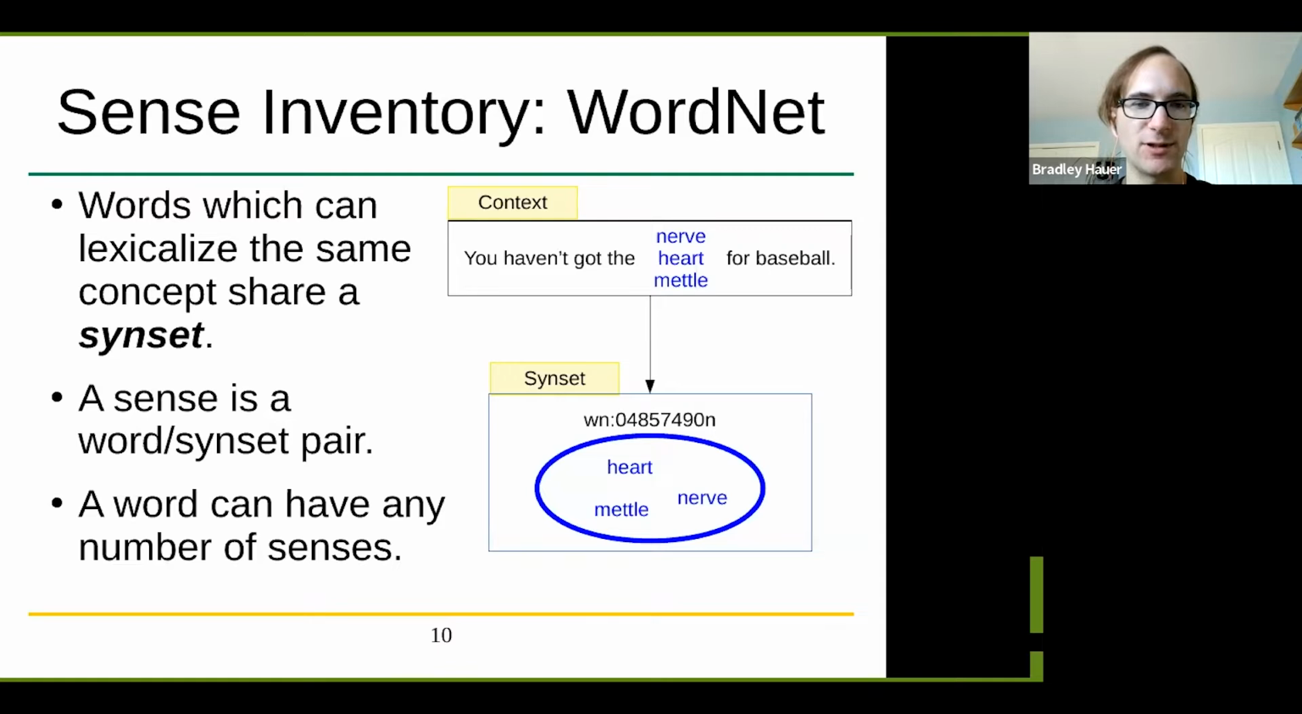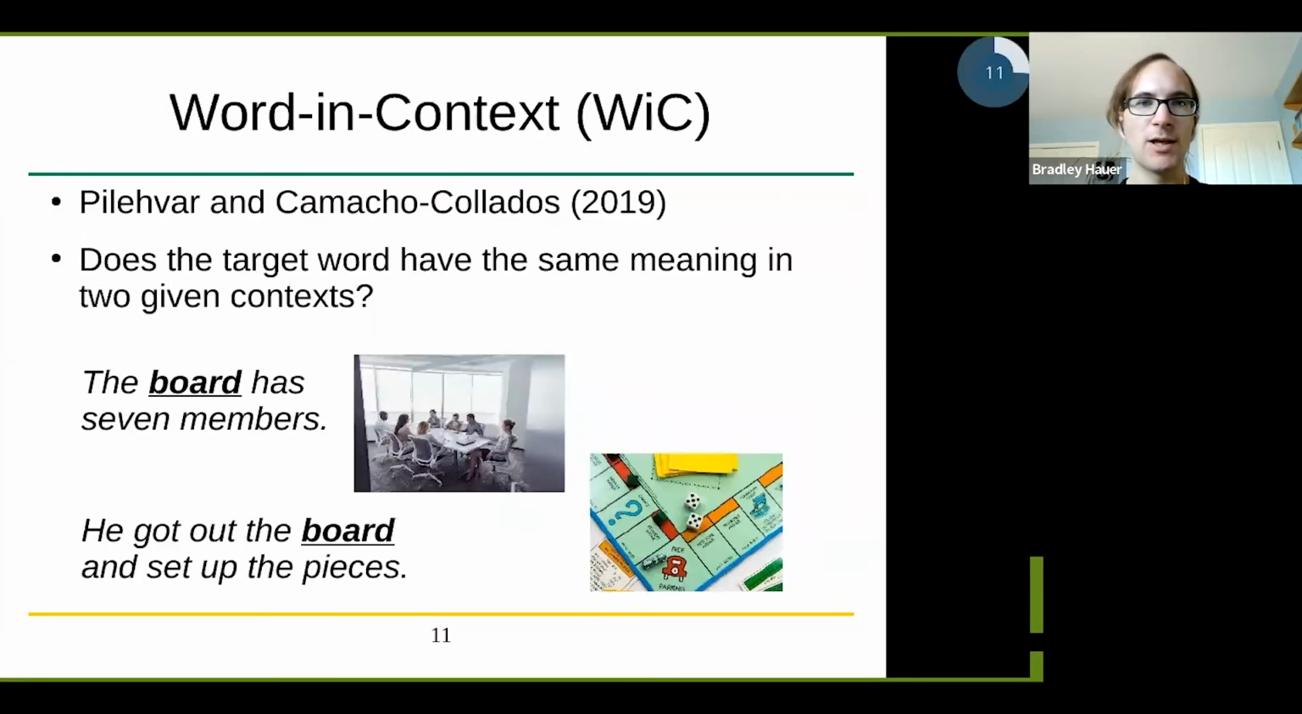And of course, under this system, a word can have any number of senses. It can belong to a single synset, or it can belong to 20 synsets. So a word can have any number of senses under this system. Now, the second task, oddly enough, does not depend explicitly on a sense inventory at all. So it's a departure from the word sense disambiguation framework. And indeed, this was one of the motivations for the proposal for this task back in 2019.